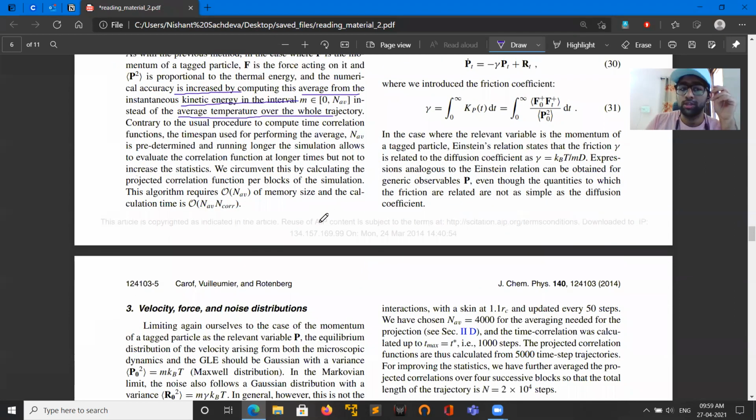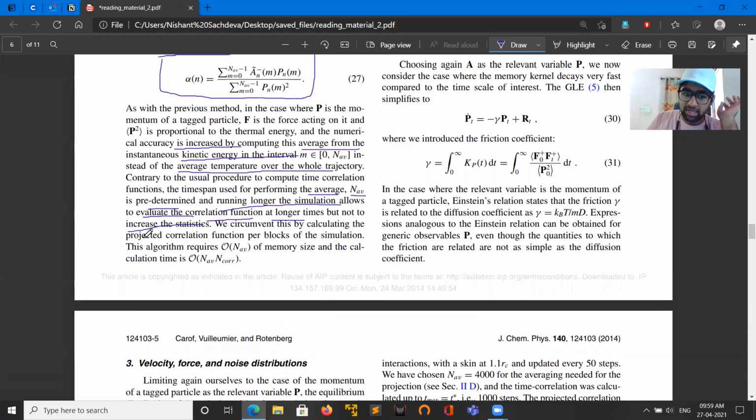Be careful. Now, contrary to the usual procedure to compute time correlation functions, the time span used for performing the average n average is predetermined. Running the simulation longer allows us to evaluate the correlation function at longer times, but not to increase the statistics. So it can allow us, but that won't help us increase the statistics. Obviously, we need to circumvent this. So that we do by calculating the projected correlation function per blocks of the simulation. So we cannot have a long one, but we can have per block. This algorithm requires O of n average of memory size, and the calculation time is O of n average n correlations.